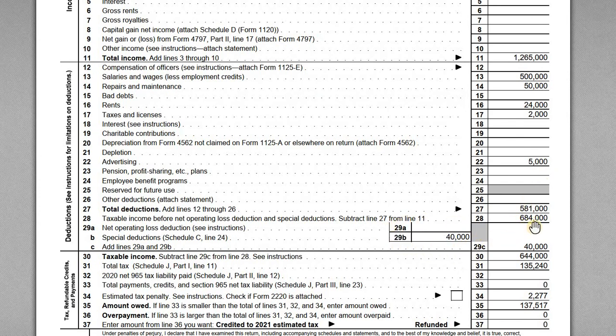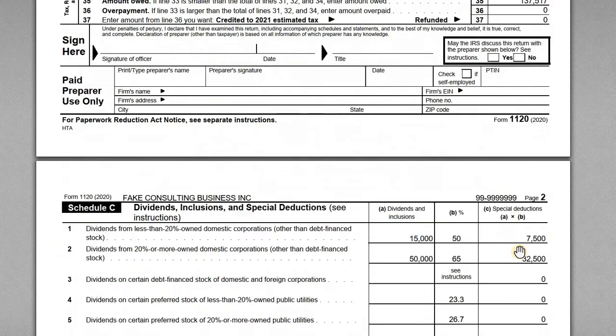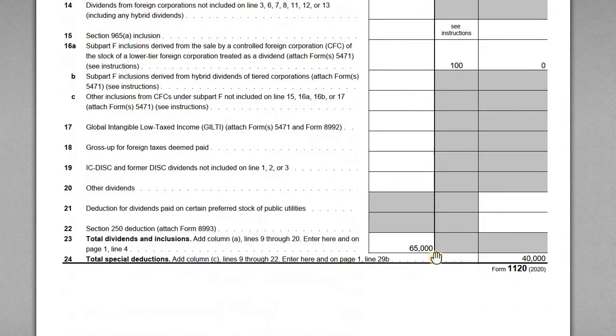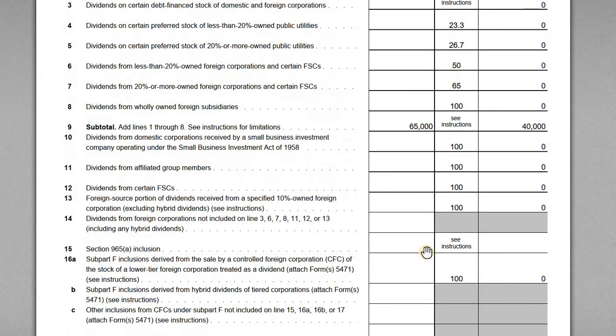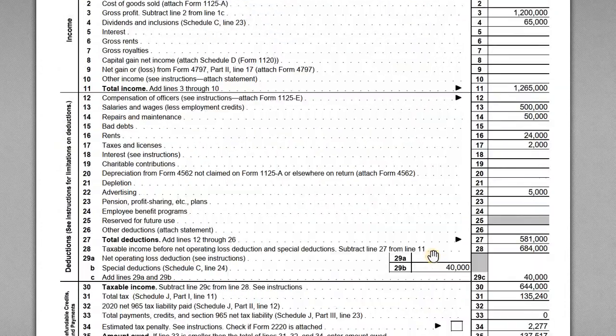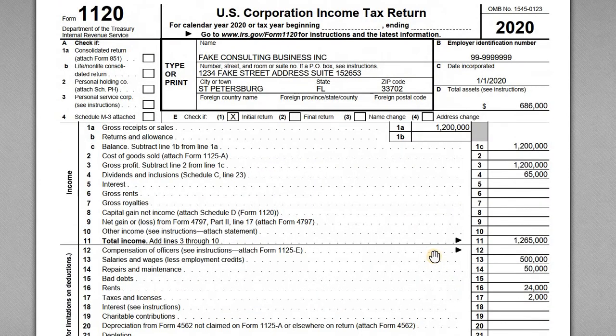So we've got our total taxable income of $684,000. We can back out $40,000 worth. So our taxable income on line 30 is $644,000. And again, that $40,000 is our special deduction from the dividends received deduction on Schedule C, right? So that's the amount that we're seeing from here, line 24 on Schedule C, the $40,000. Okay, so that covers it for Schedule C.